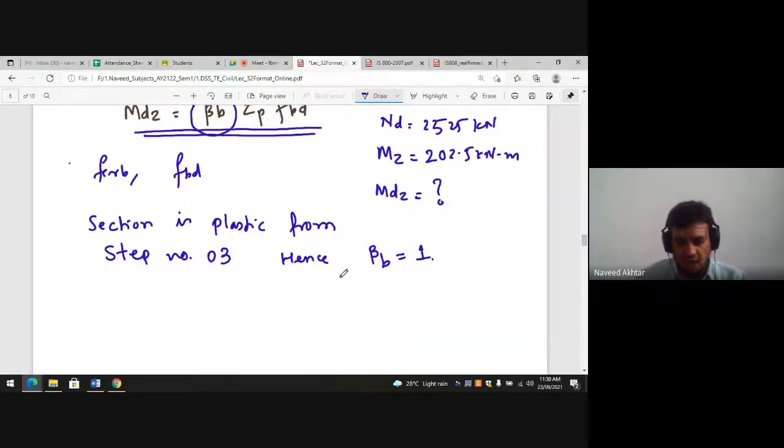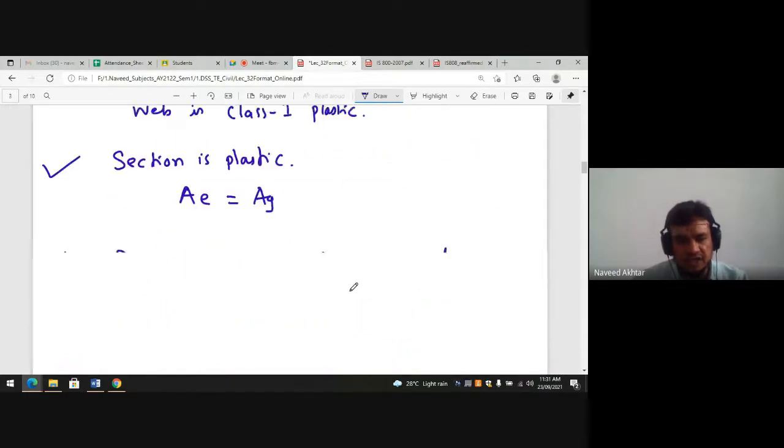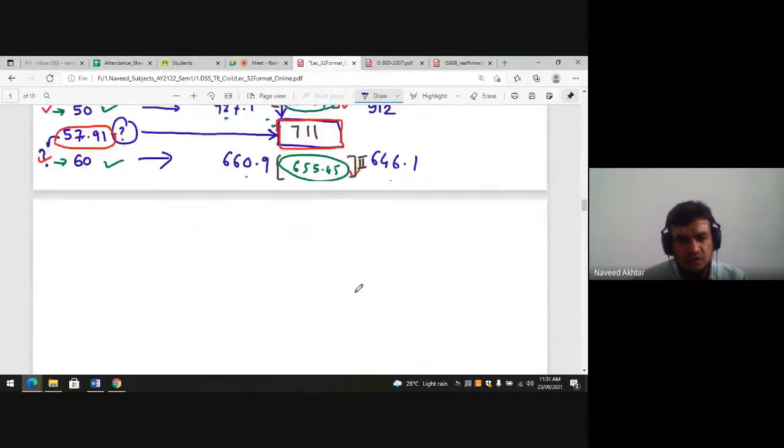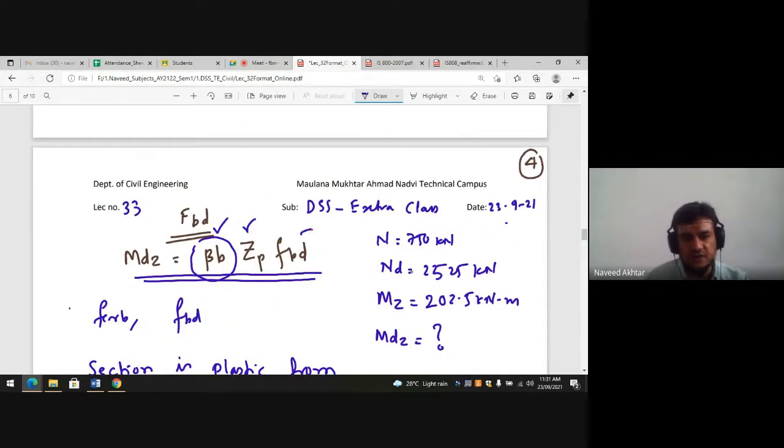So ZP also we know. ZP we know from the properties of section. In step number 1 we have written this ZPZ, you can say 1955.03 x 10^3 mm cube. ZPZ already we know. Now what we don't know is FBD.